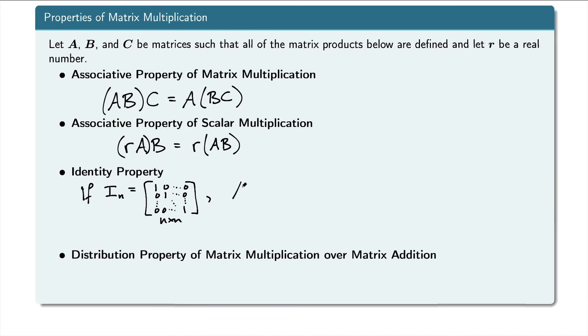Then it turns out that A times I_n will be the same, so the order will not matter there, and if I multiply those two, I will get back the matrix A. Okay, that's the identity, the multiplicative identity for matrices. This is similar to the way the number 1 works when we're multiplying numbers. If you take a number and multiply by 1, you will get the number back.